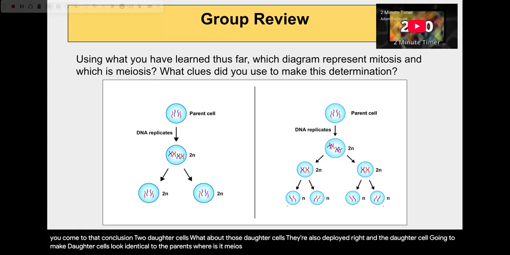Whereas in meiosis, right, we have our parent cell, we have 4 daughter cells. But the daughter cells do not look identical to the parent. We'll go over meiosis on Thursday. We're going to focus on mitosis.